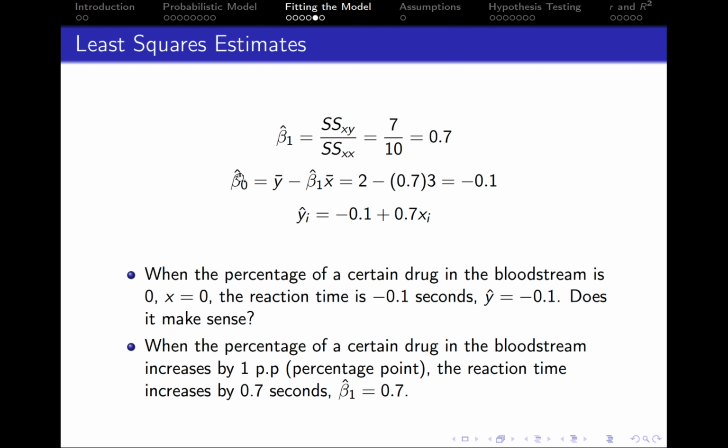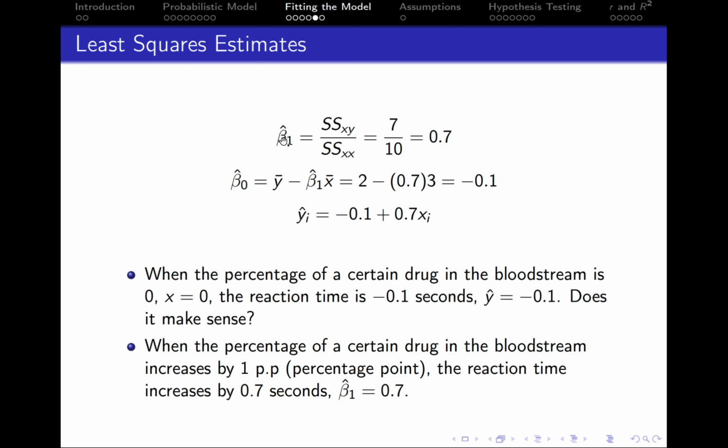And we can give the following interpretation to beta 0. So when the percentage of a certain drug in the bloodstream is 0, so when x is 0, the reaction time y is equal to negative 0.1 seconds. And the question is, does it make sense? And I think you will agree with me that it doesn't, because I don't think the time can be negative.